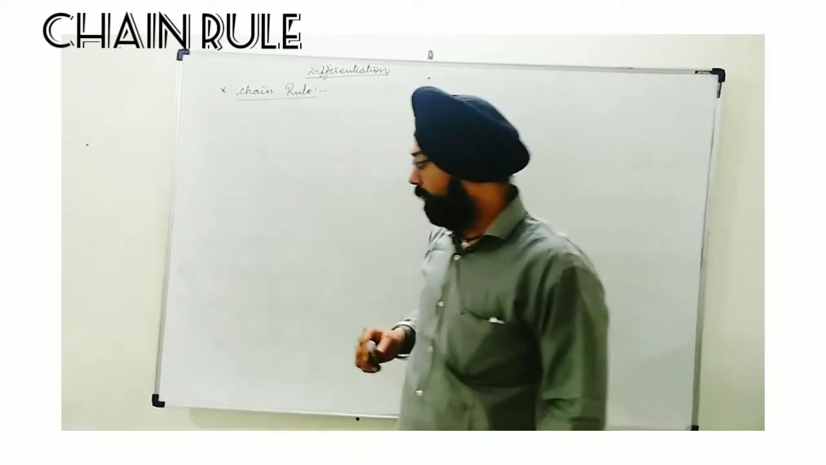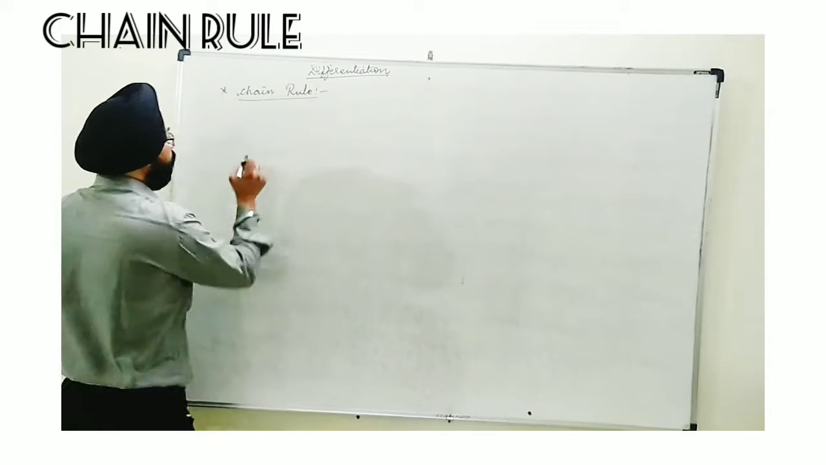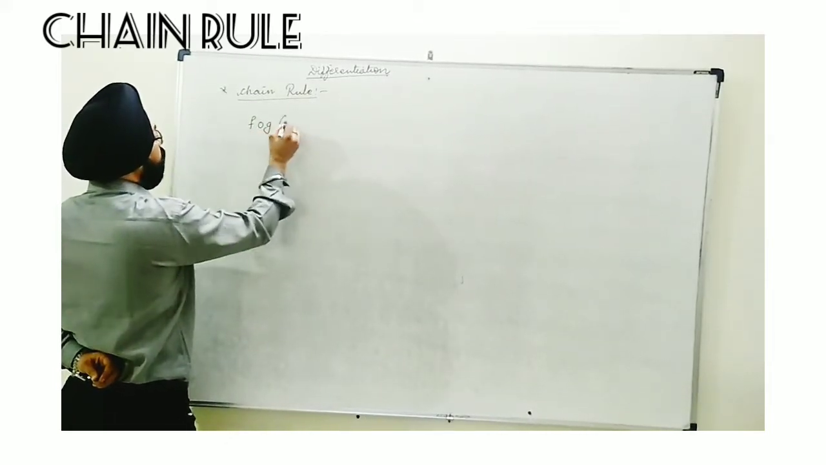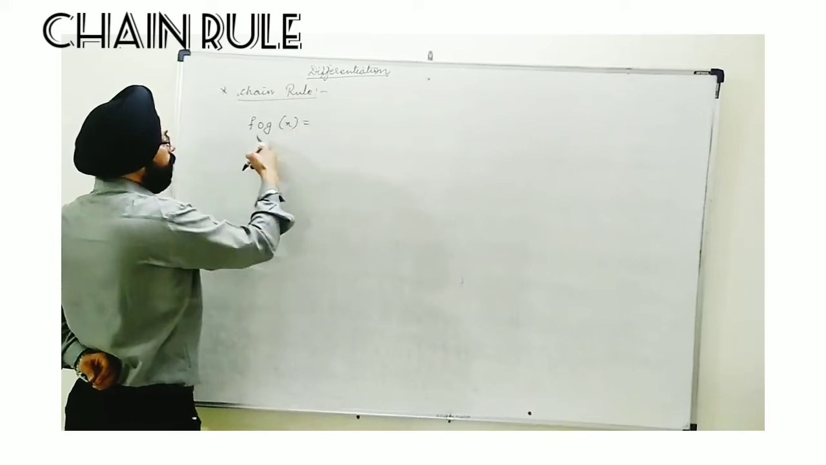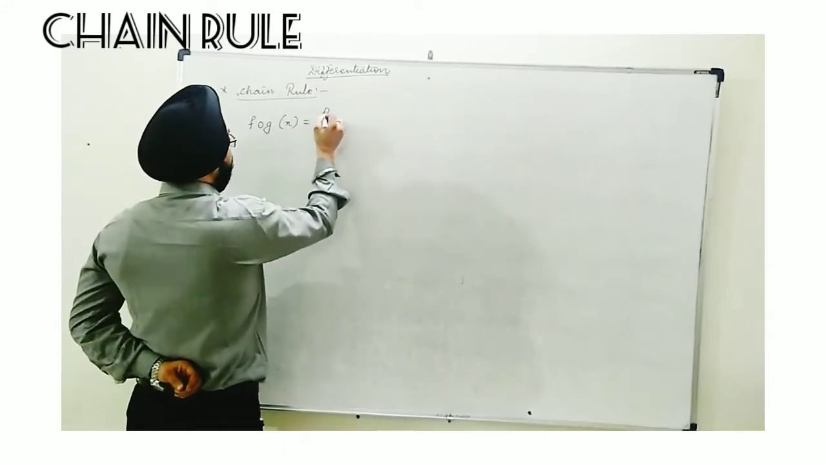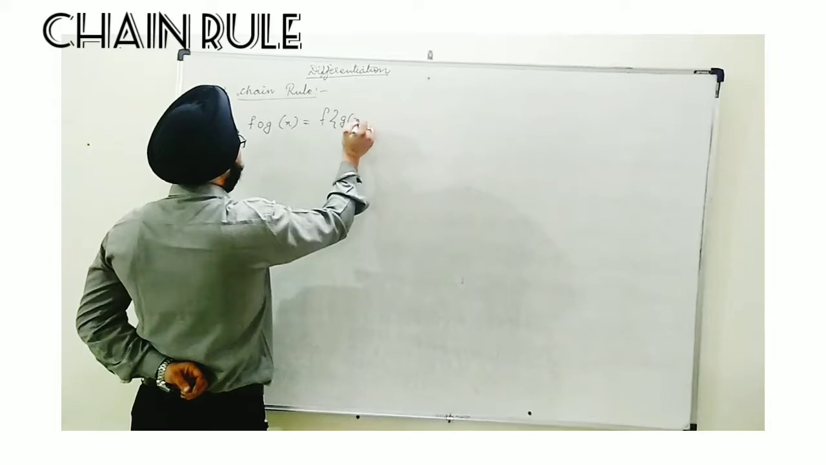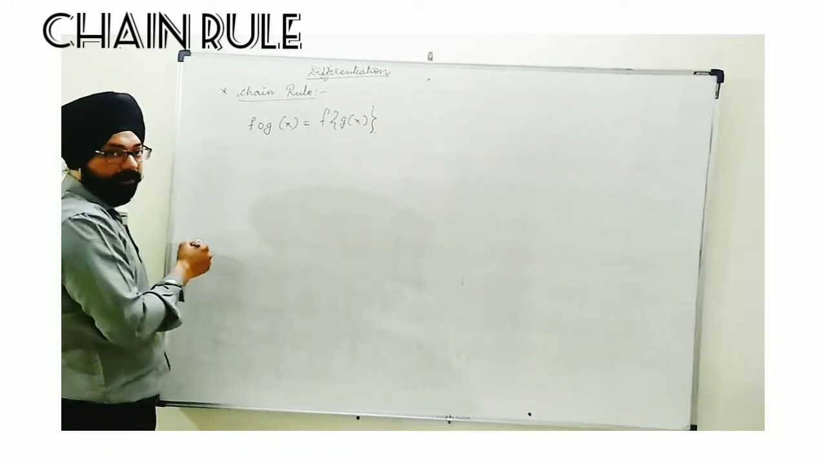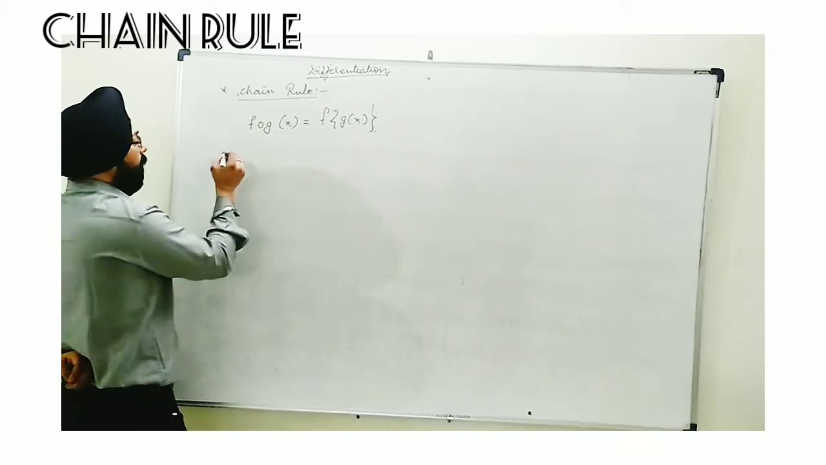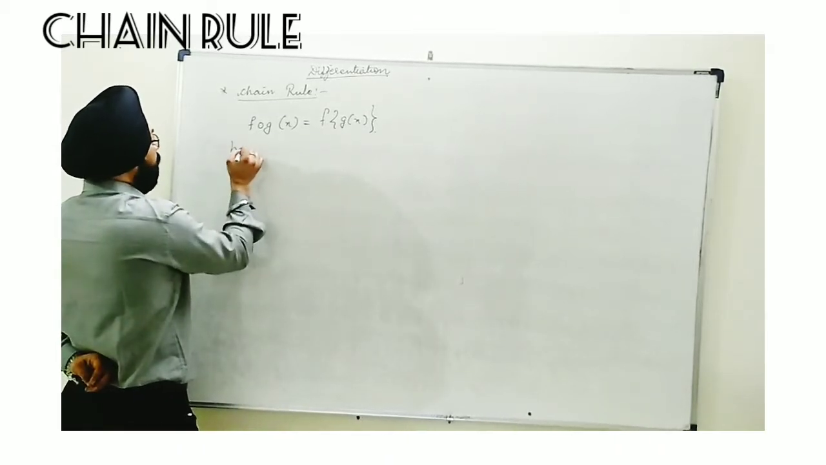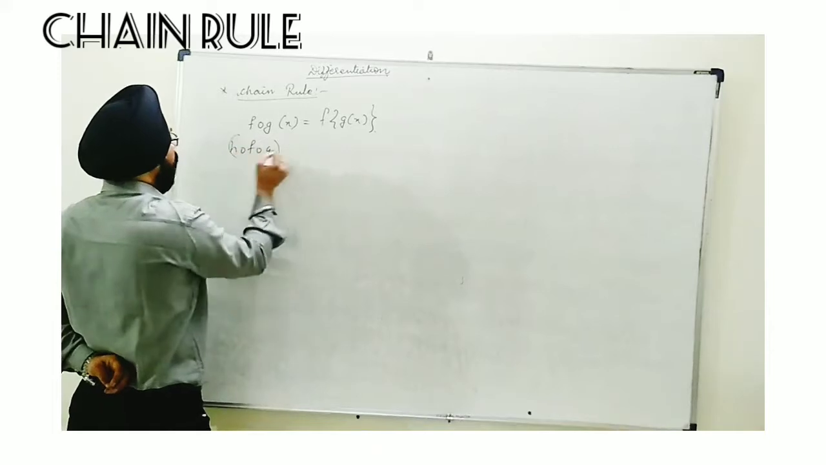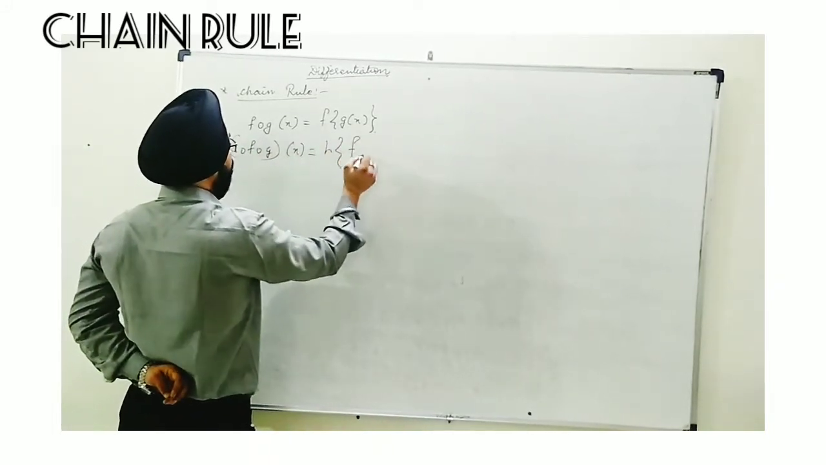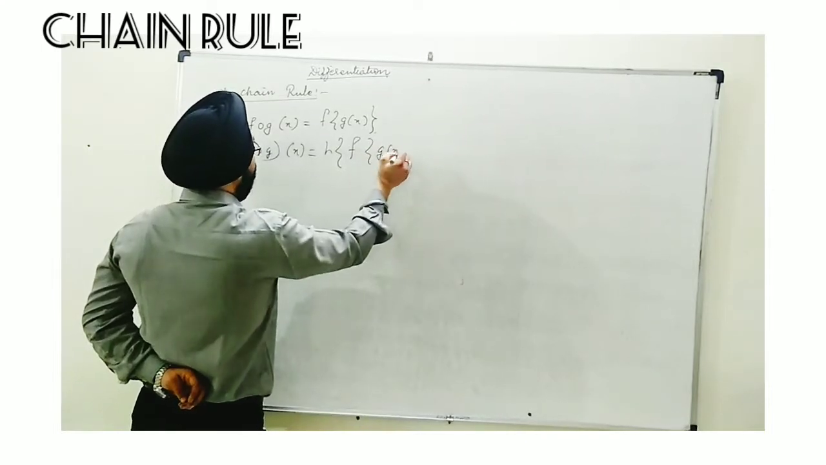Now what is composition? Whenever we are given functions in the form of f of gx, this is known as composition of two functions f and g. Not only two, more can be given. If I write here h of f of g of x, so what does it mean? It means h of f of g of x.